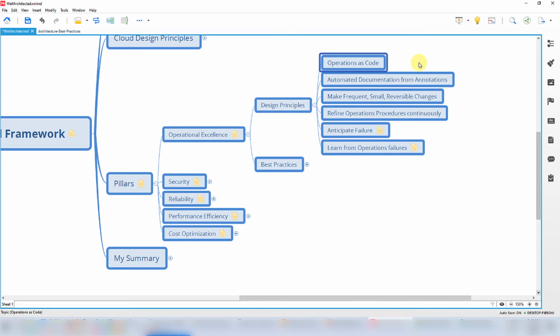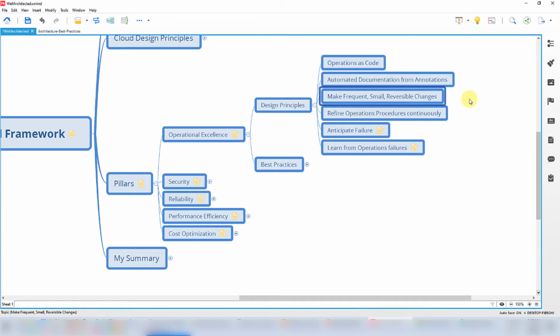Treat operations as code. Automate all procedures by scripting and using frameworks like CloudFormation, Chef, and Puppet, and so on. Now, contracts between components should be well documented. Integrations rely on this documentation. As the contracts change, documentation should update automatically. This is to prevent integrations from misbehaving.